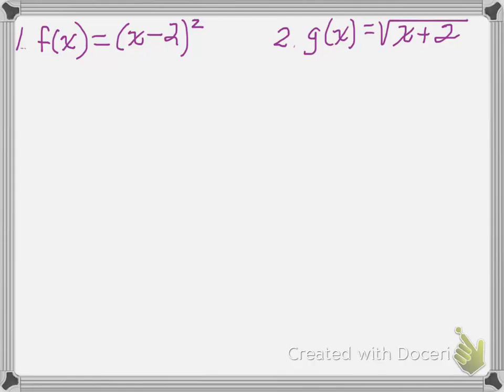When graphing with transformations, the first thing you want to do is to identify the parent function. And in problem number 1, we can identify the parent function by looking at this exponent of 2. This gives us the clue that our parent function is most likely the x squared function, and that basic function is a parabola.